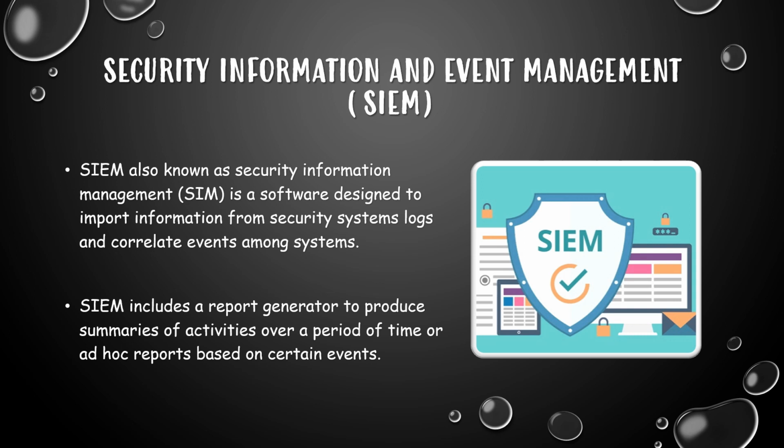For example, a field titled log on time may mean the same thing as successful log on time, but if the security information and event management isn't programmed to track them the same, it may process them as different event logs. So logs are collected over secure channels and normalized. Security information and event management includes a report generator to produce summaries of activities over a period of time or ad hoc reports based on certain events. An organization should consider training information assurance personnel in statistics, data science, and data visualization to get the most out of security information and event management.